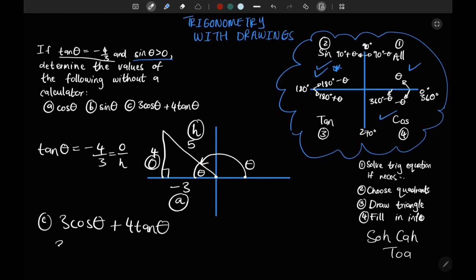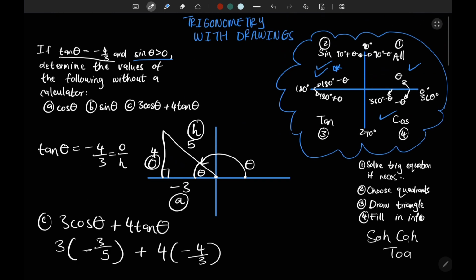To solve this, we can say 3 in a bracket. Let's find cos theta. What is cos theta? We found it in the previous example. It's negative 3 over 5 for A, right? Plus, let's say 4. Then substitute our tan theta. What is tan theta? We were given tan theta. It's negative 4 over 3.